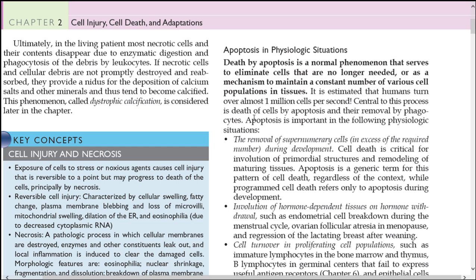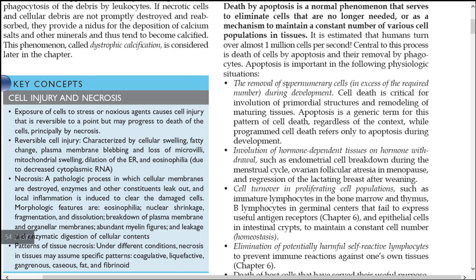So there are two key processes: death of cells by apoptosis and removal of the cells. The debris of the cell should be removed by phagocytes. That is what we learnt previously. The first one is the removal of supernumerary cells during development. During embryogenesis, cell death is very important for involution of primordial structures and remodeling of maturing tissues.